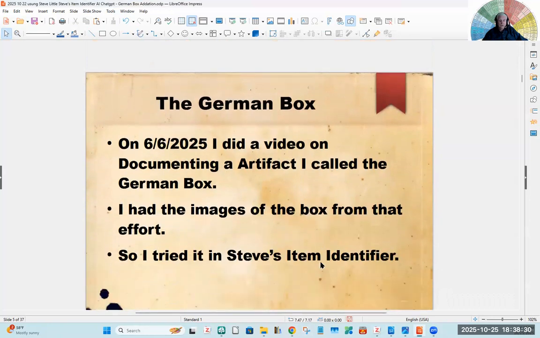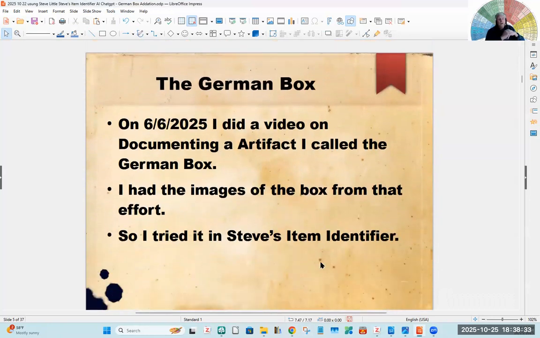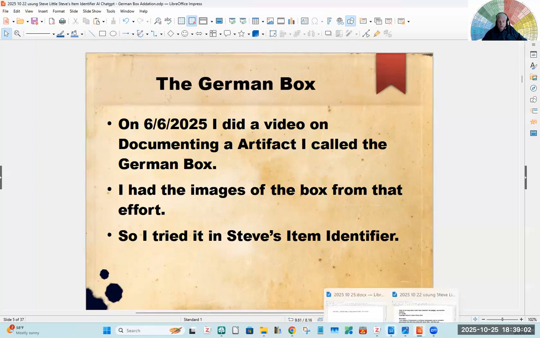So as you know, I did an artifact on the German box about, I guess, 4 months ago now. Good Lord, time flies. Anyway, the artifact I called the German box because I was told it came from Germany. I had images of the box, and they were talking about this in the meeting. So I said, hey, let's try it. So this is what I did.